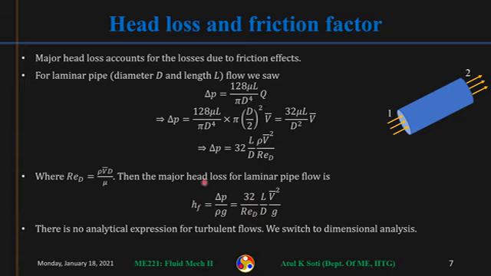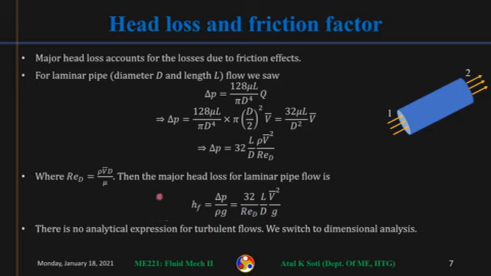You can see that the major head loss in a laminar pipe flow is proportional to the length of the pipe. That is obvious, right? The longer the pipe we have, the more frictional losses it will take, and it is inversely proportional to diameter. So if your diameter is small, losses will be high, and if your pipe diameter is large, losses will be low. It is also inversely proportional to RE. So if RE is high, losses will be less. If you have a low Reynolds number of flow, losses will be high due to friction.